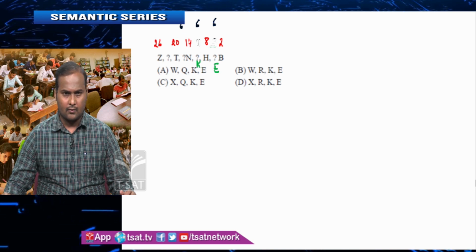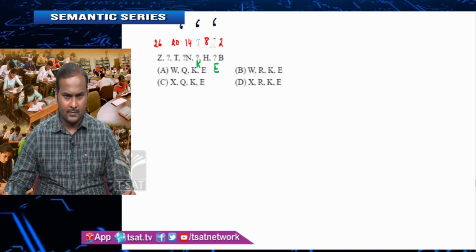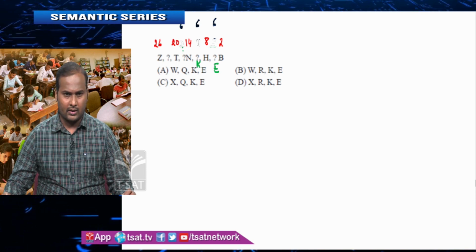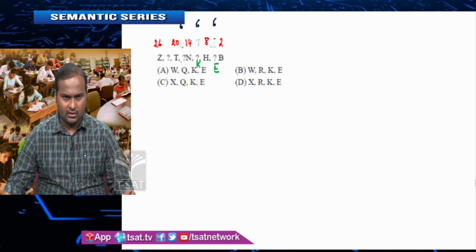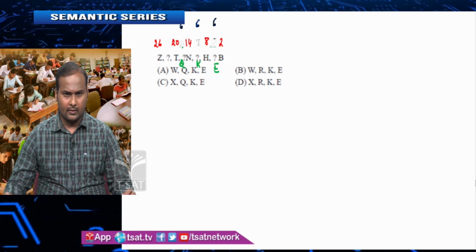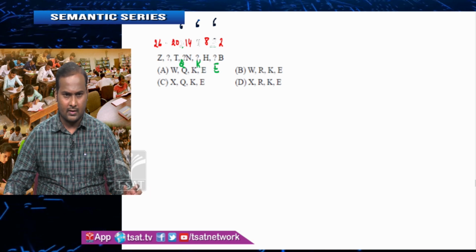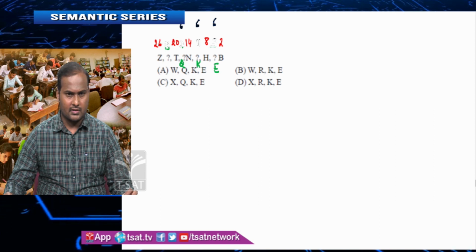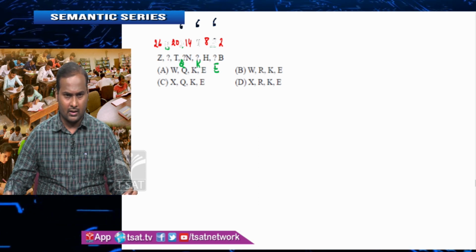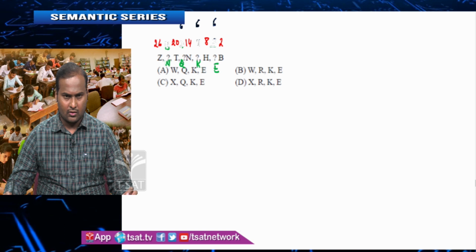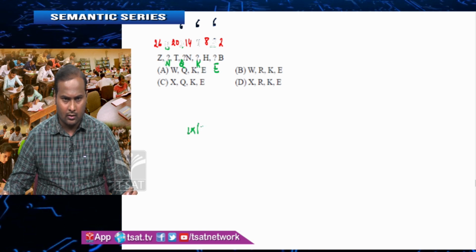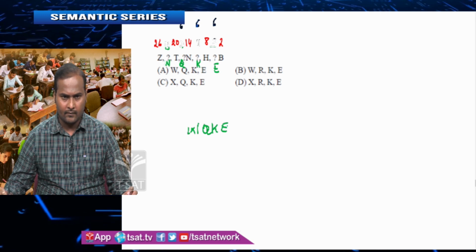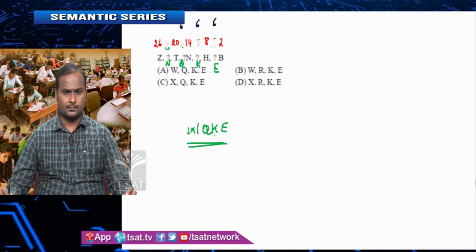In the same way, 14 plus 3 is 17, 17 plus 3 is 20. So 17 is Q. In the same way, 20 plus 3 is 23, 23 plus 3 is 26. You know 23 is W. So your answer will be W, Q, K, E. So this will be your answer.